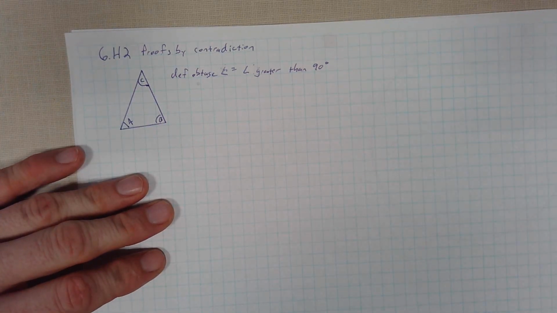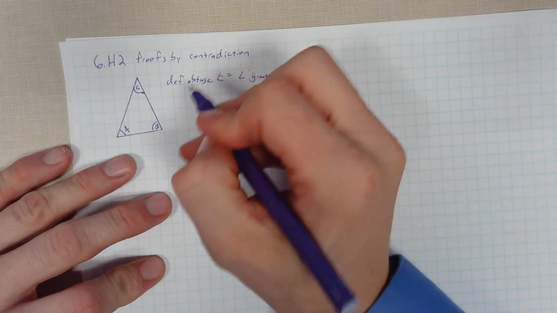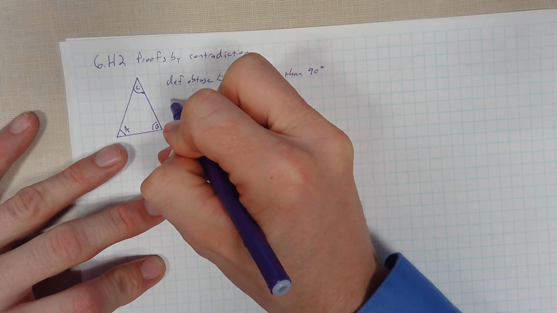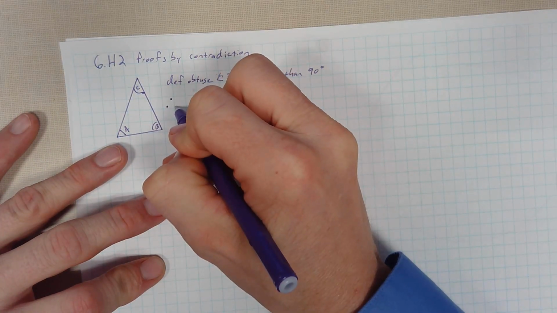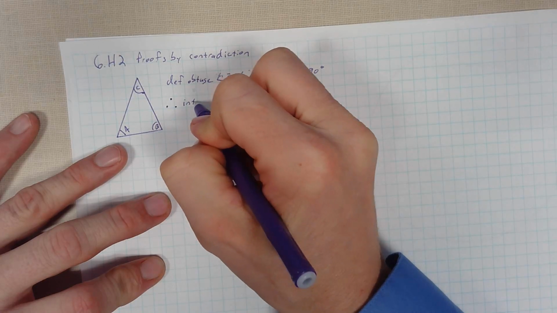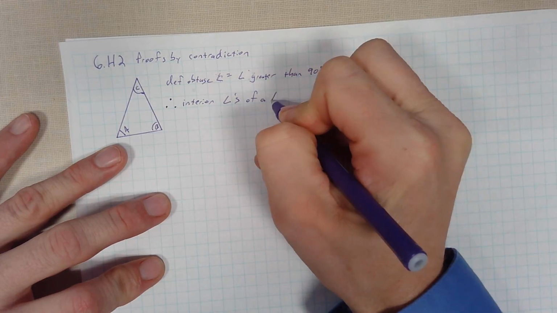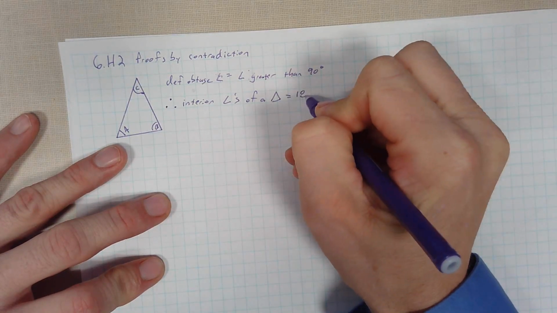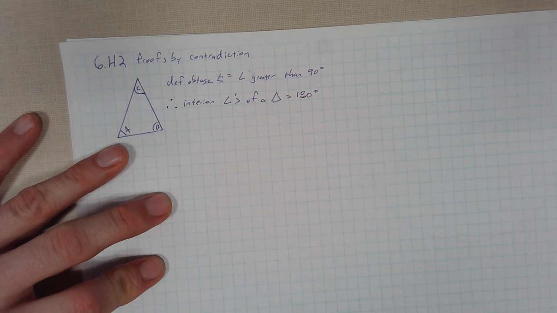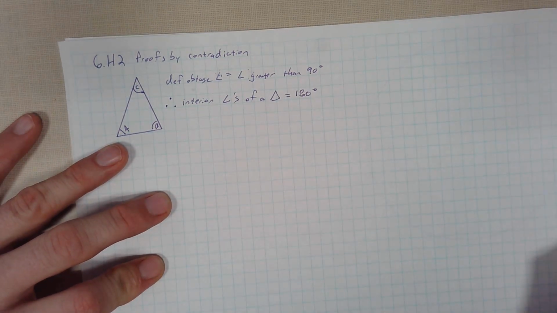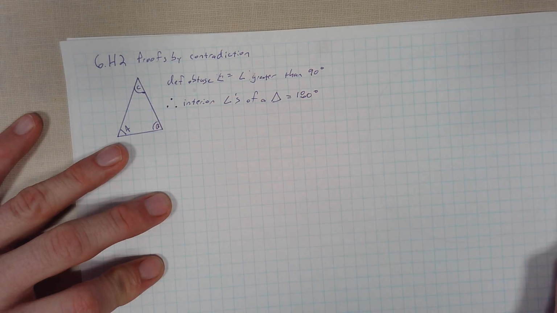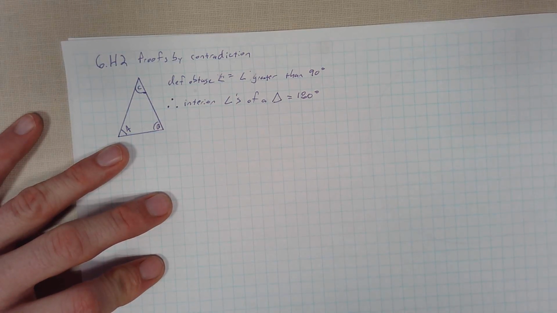All right, so here we go. I know that my rule is that the interior angles of a triangle equal 180 degrees. That's not a theory, that's a well-known postulate, right? That is a well-known thing, that the interior angles of a triangle must equal 180 degrees, right?